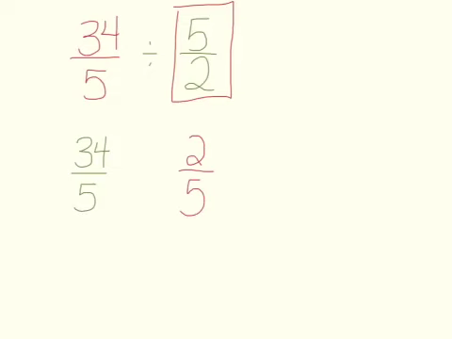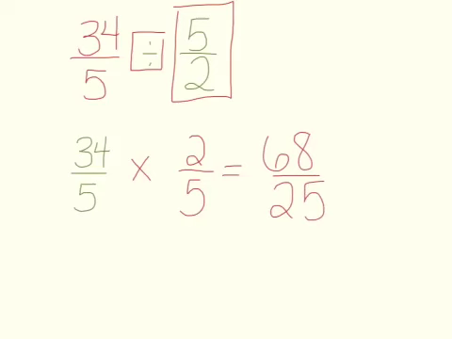And since we made the 5/2 into its reciprocal, which is 2/5, we must also use the inverse operation of division, which is multiplication. Now we definitely have a problem that we know how to do, and we can go ahead and start multiplying. 34 times 2 will give us 68, and 5 times 5 will give us 25.